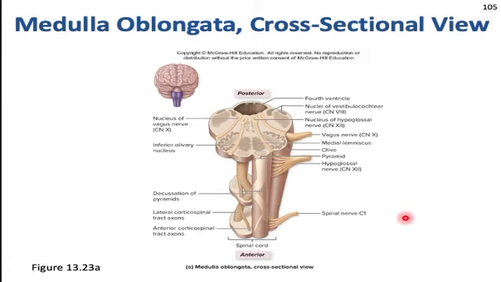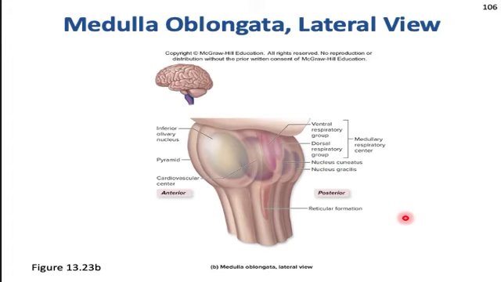So there is the cross-sectional view of the medulla, and again, notice mostly white matter with gray matter scattered throughout. And you've got a lot of cranial nerves in there. And there's the lateral view where you can see the olives and the pyramids, and the cuneatus and gracilis, and the respiratory nuclei as well.